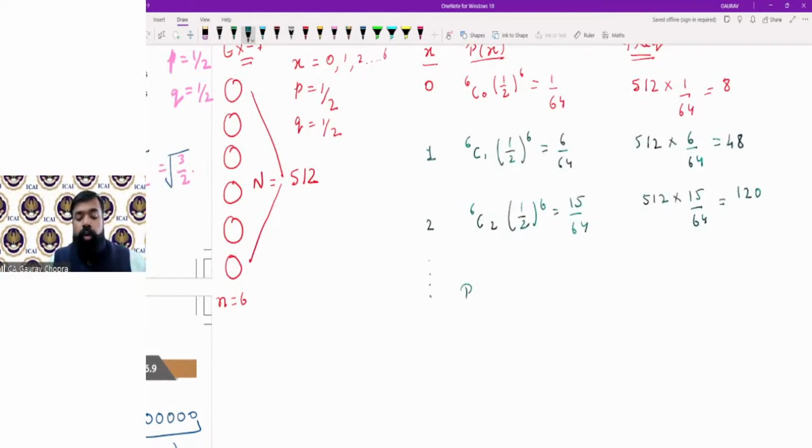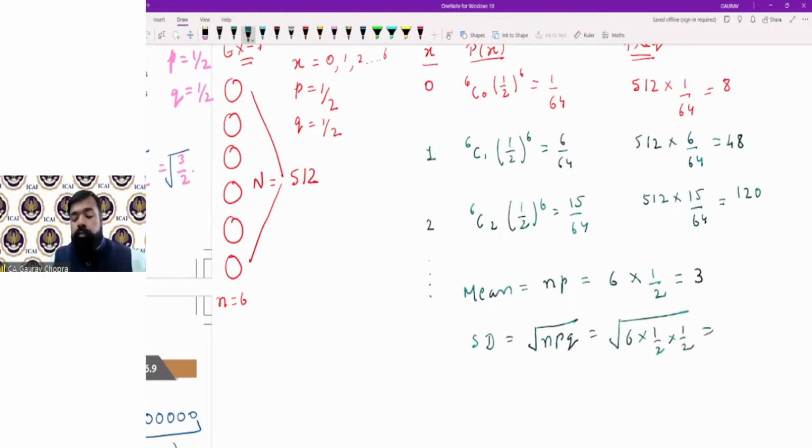Then you require mean. So the formula for mean was N multiplied by P. What is N? We are tossing 6 times. So N is 6. Probability of getting head is half. So mean you will get 3. Then what is standard deviation? It is square root of NPQ. So we will be writing 6 into half into half. So it will be root of 1.5, or you can say 1.22. Okay.